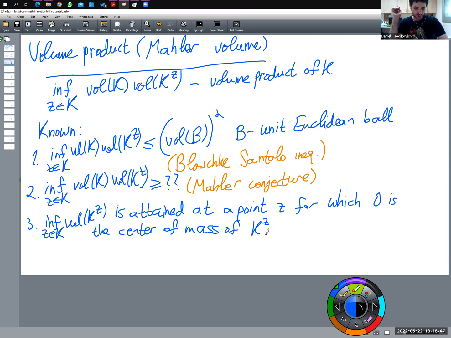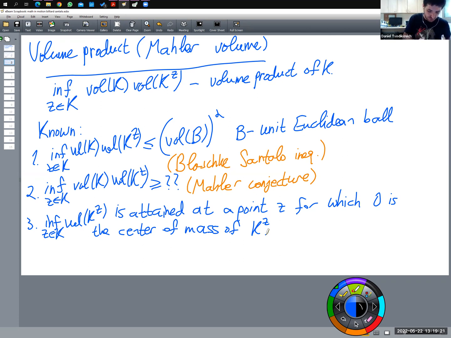So in particular, when K is, for example, centrally symmetric, then if you take the dual with respect to the center of symmetry, then the center of mass will be the origin. And so for centrally symmetric K, 0 is indeed the optimal point. And so for centrally symmetric K, we can just talk about the product of the volume of K with the volume of the dual of K, with the center of duality being the origin.